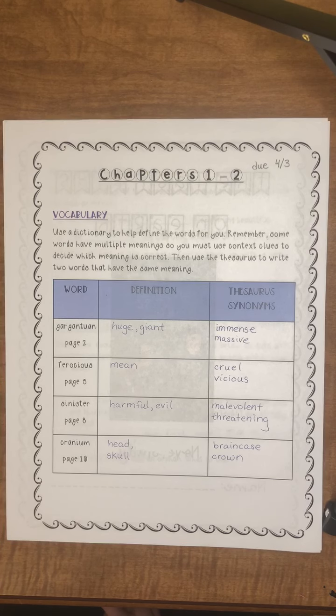Synonym would be malevolent or threatening. The fourth word is cranium, head, skull. A synonym would be brain case, crown.